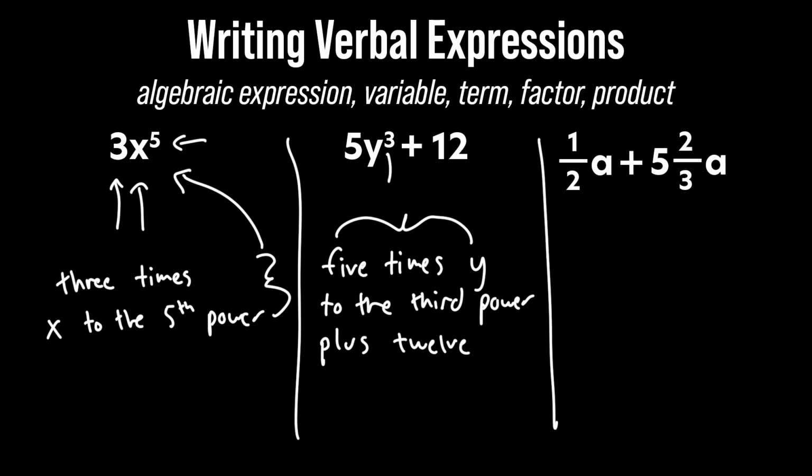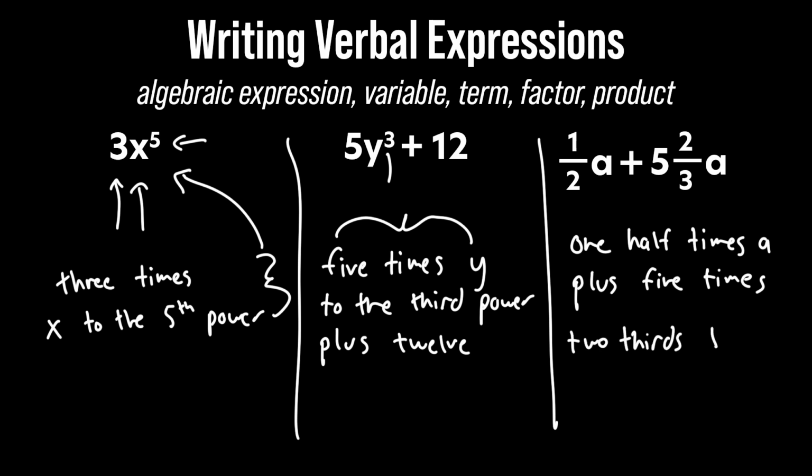Now let's try this last one. 1/2 times a. We're multiplying by a, so it's times a plus 5 times 2/3 times a. So this is how we write out our third expression.